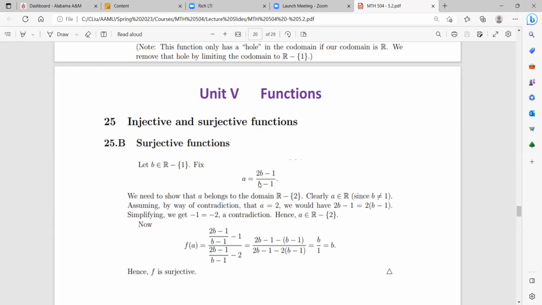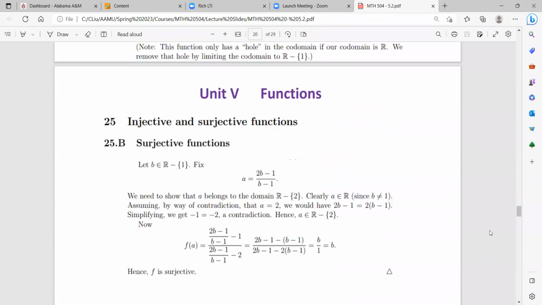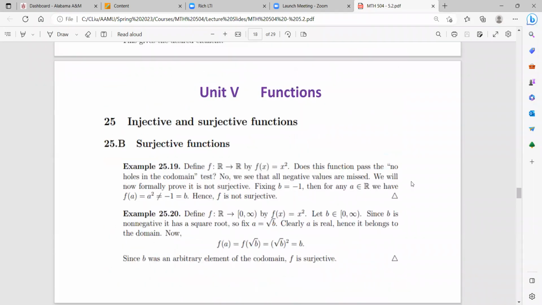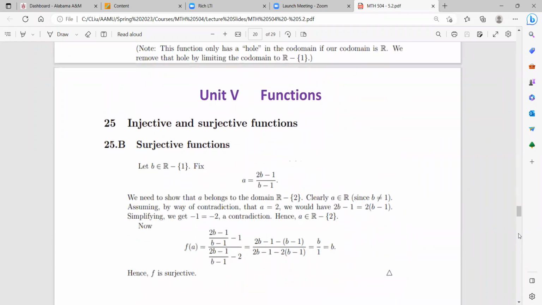And then we need to show that f of A equals B. Okay, so A is in the domain, which is R minus set 2. So remember the definition of the function is x minus 1 over x minus 2. So f of A equals A minus 1 over A minus 2. And A is just, you know, 2b minus 1 over b minus 1.